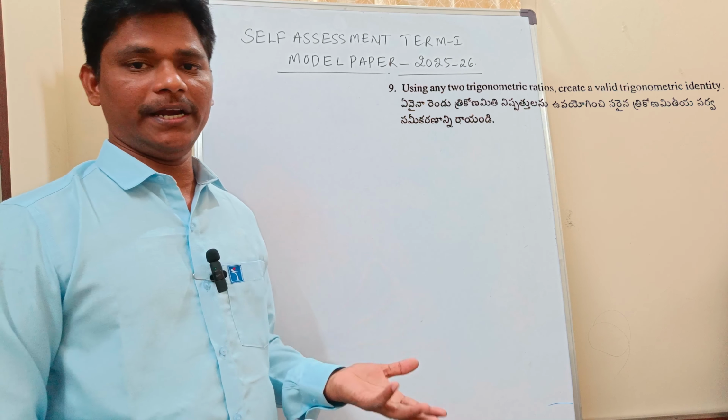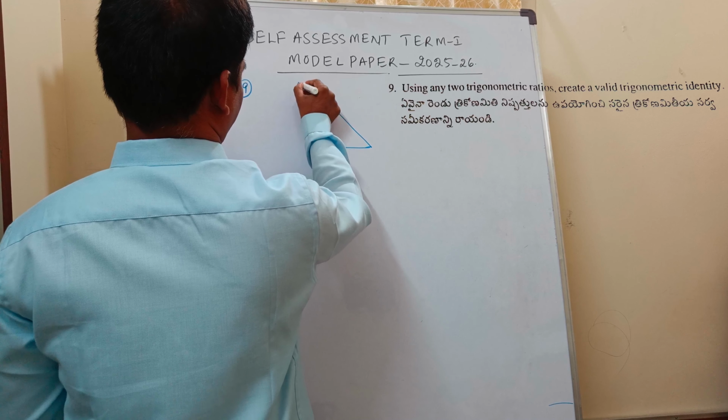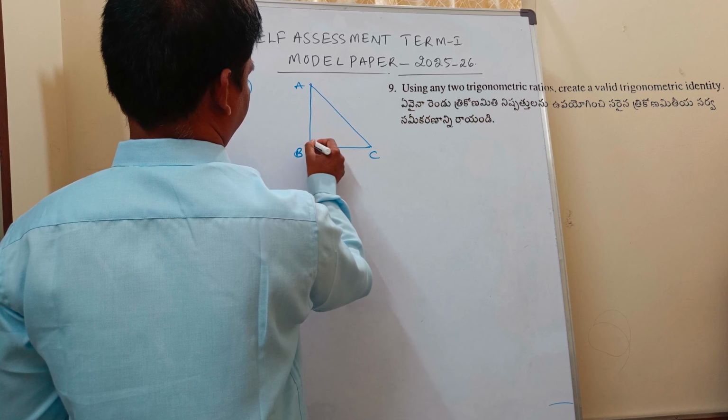Suppose I take a right angle triangle. So this is a right angle triangle ABC, right angle at B.